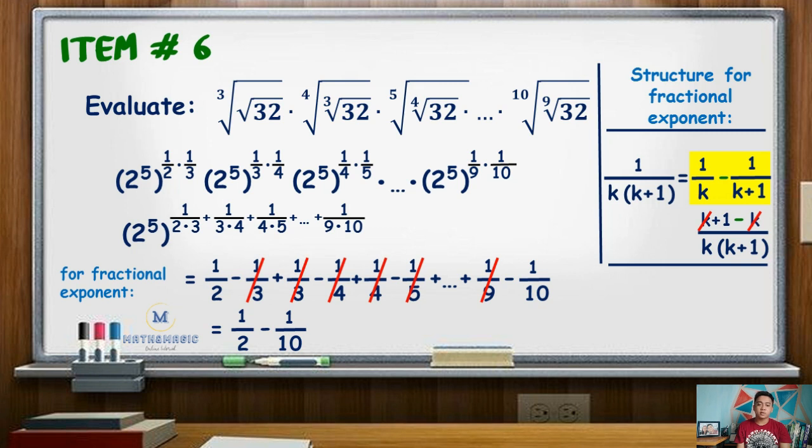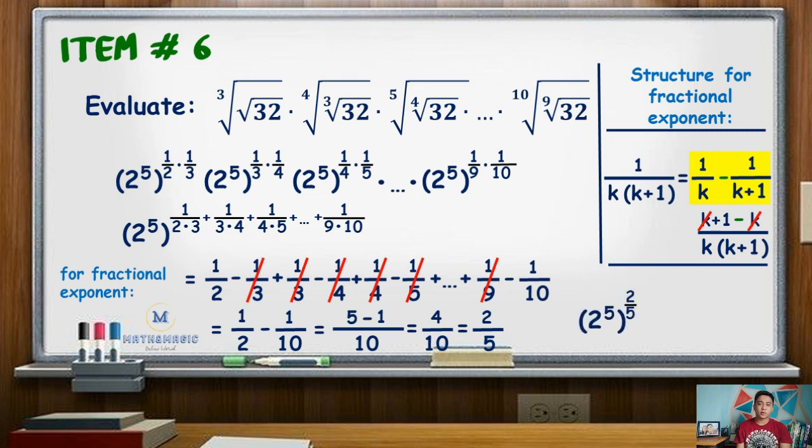Performing the operation, we need to get the LCD first, that is 10. 10 divided by 2 is 5, times 1 is 5. Then minus 1. 5 minus 1 is 4 over 10. Simplifying the value, we'll have 2 over 5. Hence, the sum of the rational series for the exponent is 2/5.